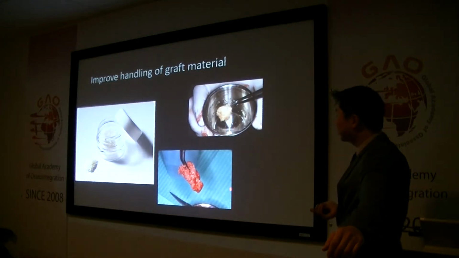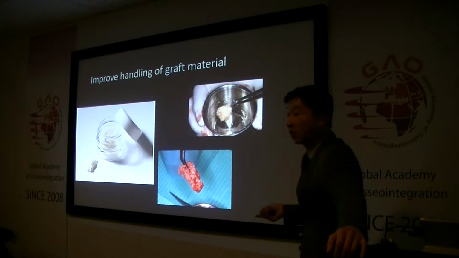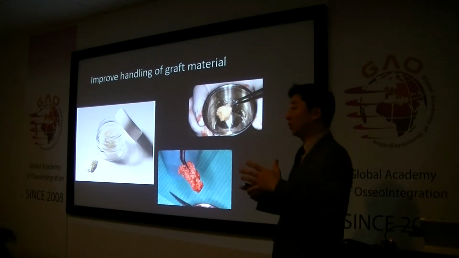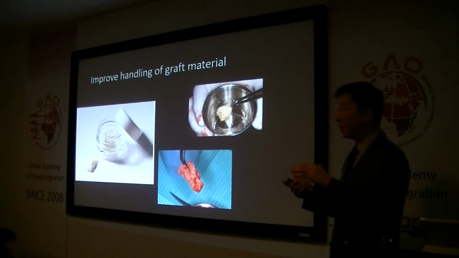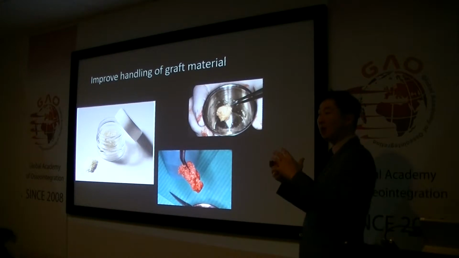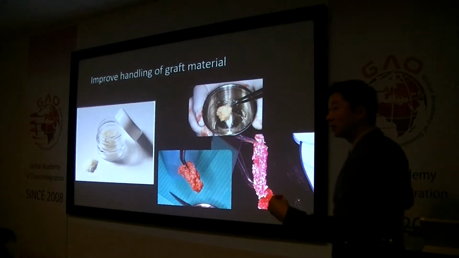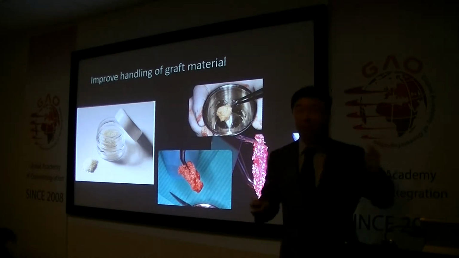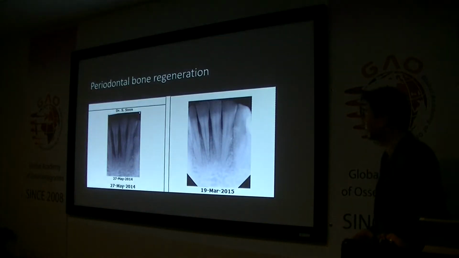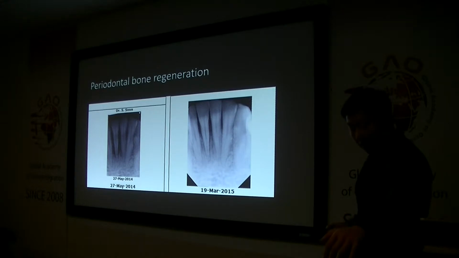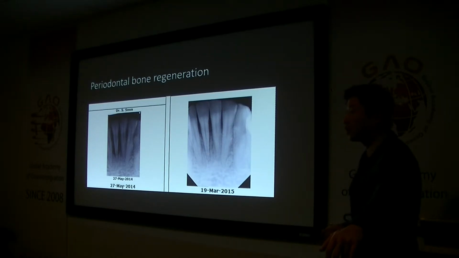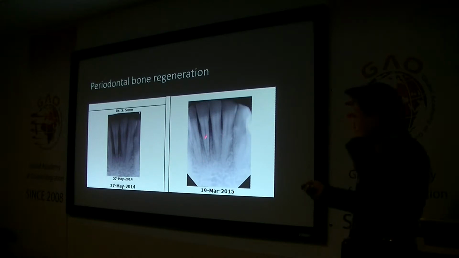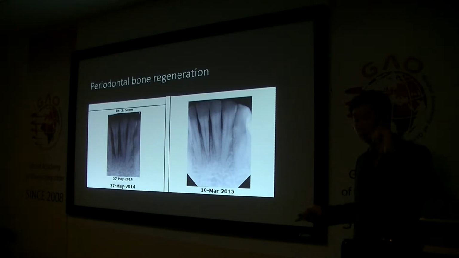You can make it into different forms as well, right? Different shapes, which is a nice thing. So depending on the size of the defect, you can make it round, flat, you can stretch it out. It's like a putty, Play-Doh. I use it also for GTR procedures around periodontal defects. You can see what kind of growth we can expect. It works really well too.